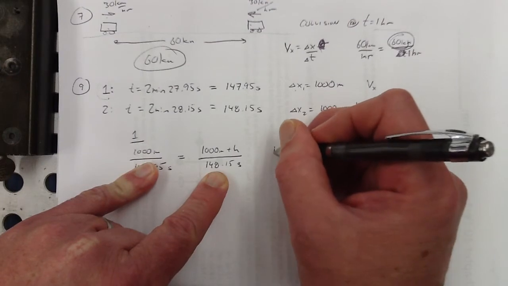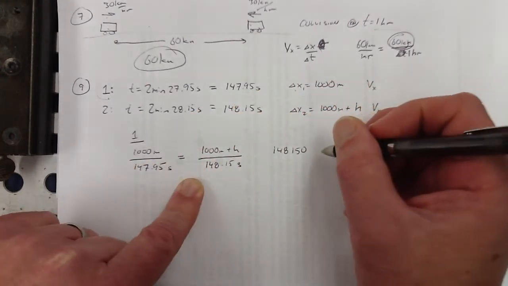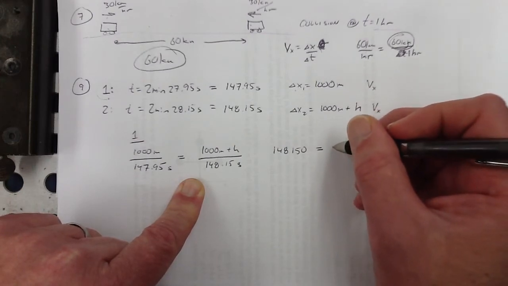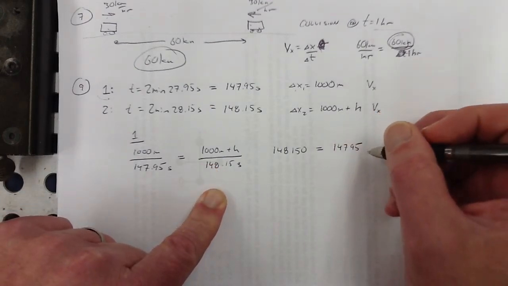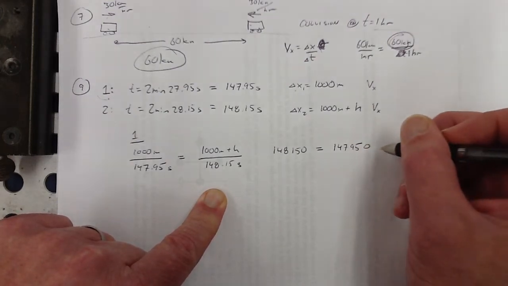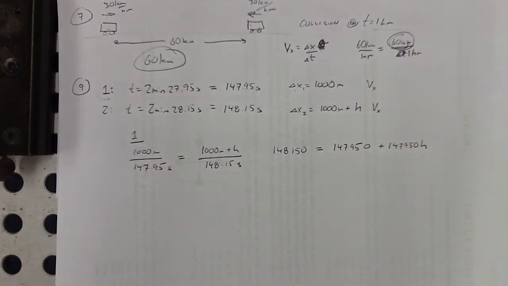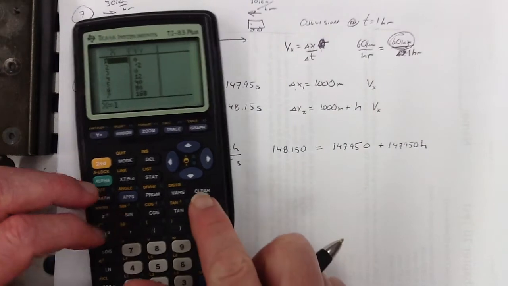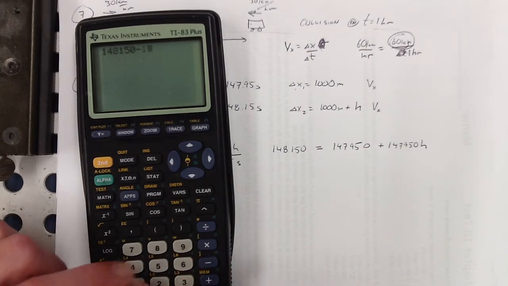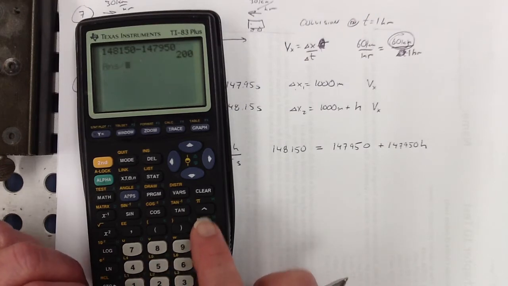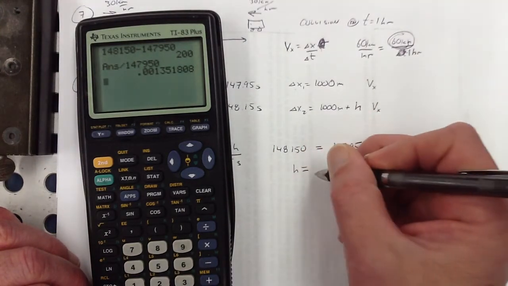So multiplying this, and multiplying this, algebra. So h is equal to 0.0.